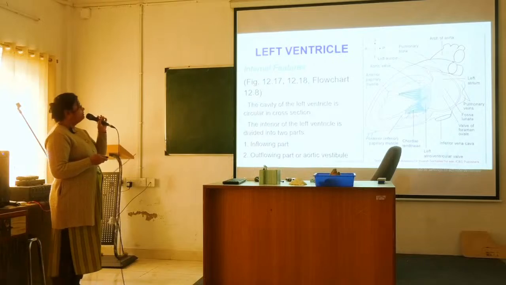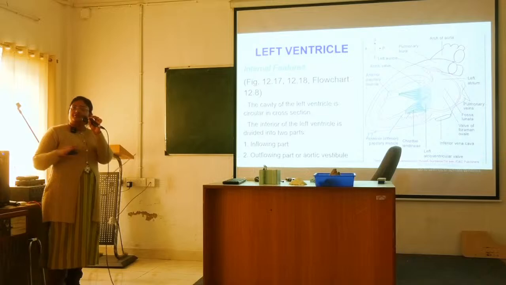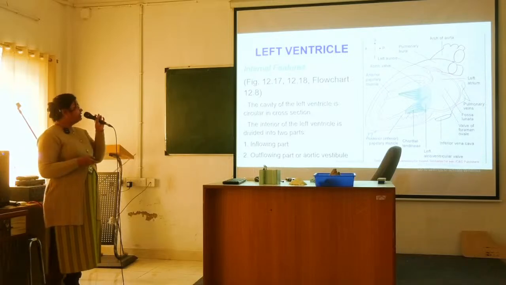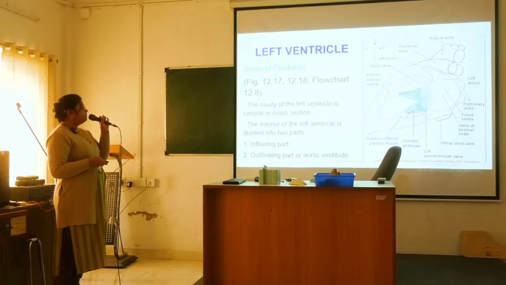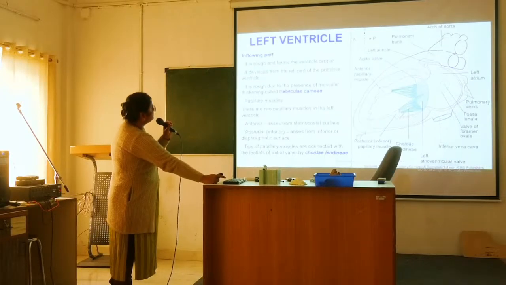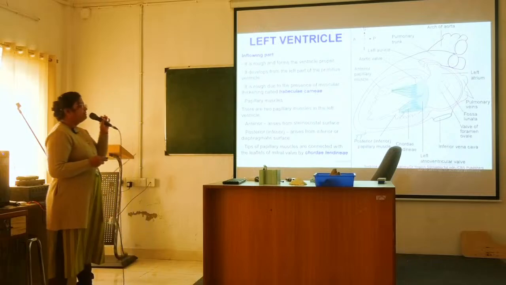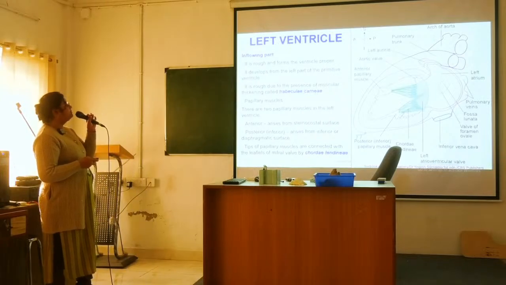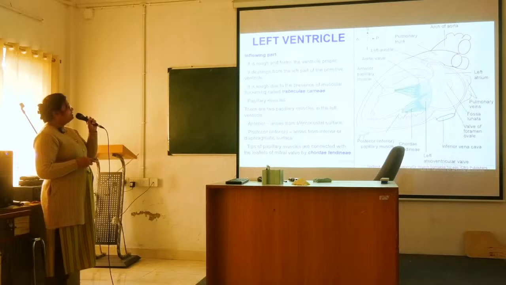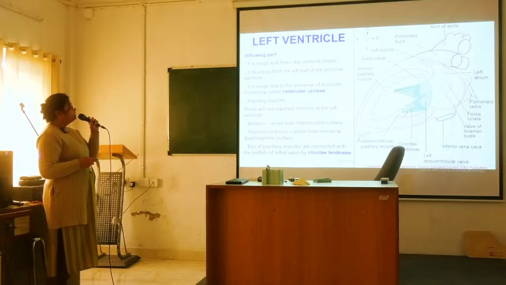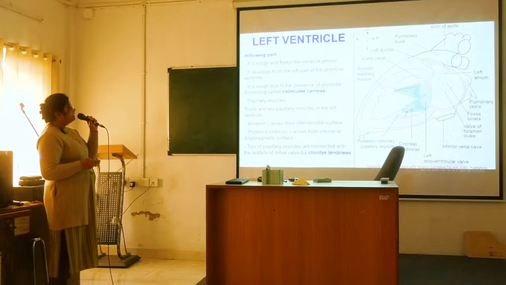Now the cavity of the ventricle, its internal features. It is circular in cross section, as you have seen in the section through the heart. The interior of the left ventricle is divided into 2 parts: the inflowing part and the outflowing part, or aortic vestibule. The inflowing part is rough, forms the ventricle proper, and develops from the left part of the primitive ventricle. It is rough due to the presence of muscular thickenings called trabeculae carneae.